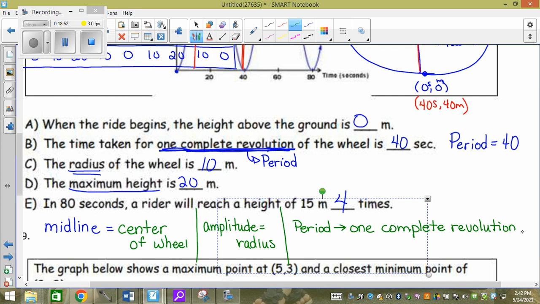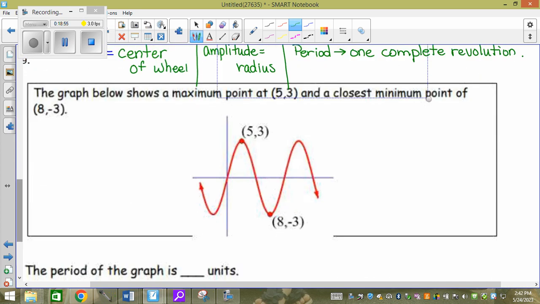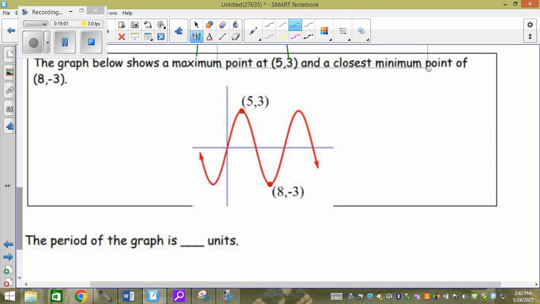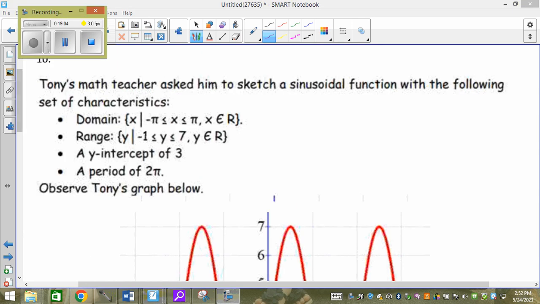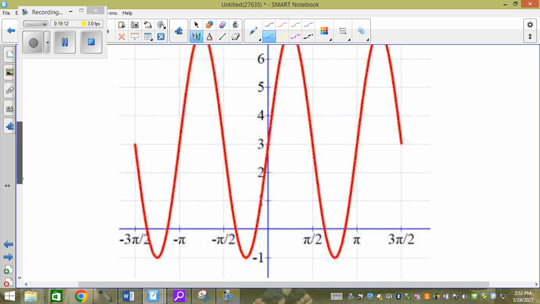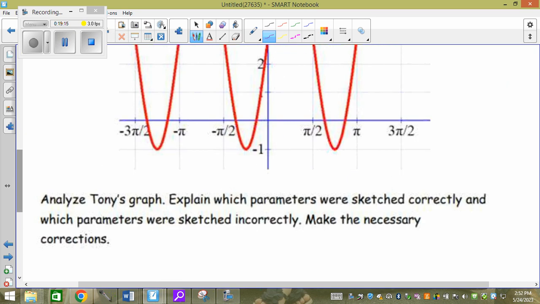All right. Here we have the graph below shows a maximum at 0.5, 3 and its closest minimum is at 8, -3. What's the period? You guys try this one out. The domain is from -pi to pi. The range is from -1 to 7. Y-intercept of 3. A period of 2 pi. Observe Tony's graph below. Analyze Tony's graph. Explain which parameters were sketched correctly and which parameters were sketched incorrectly.